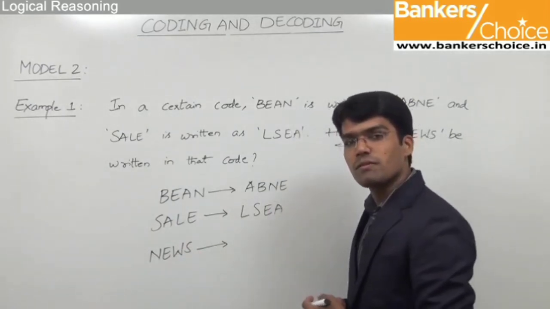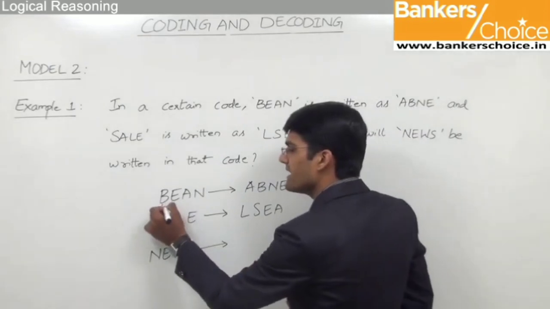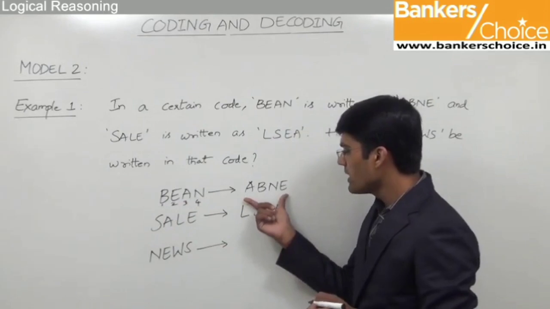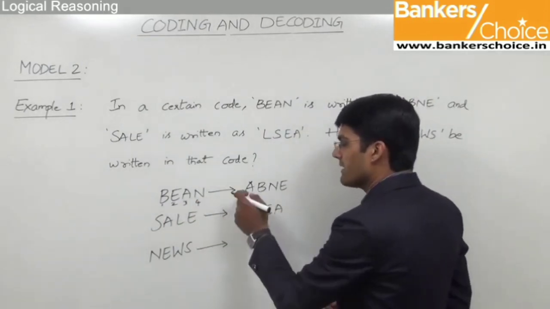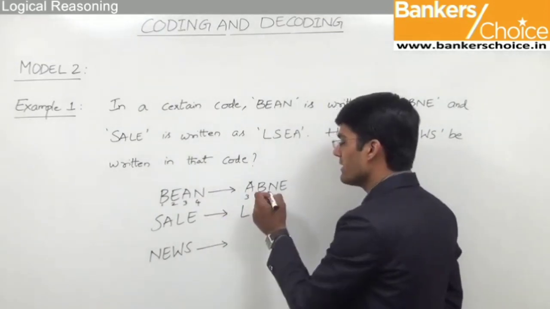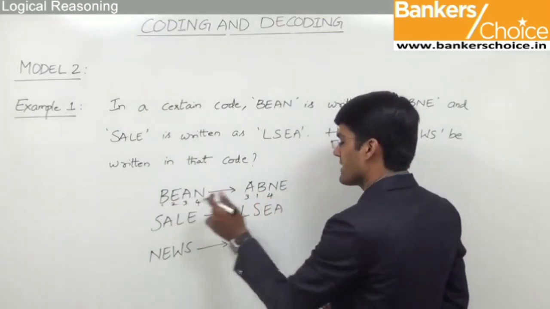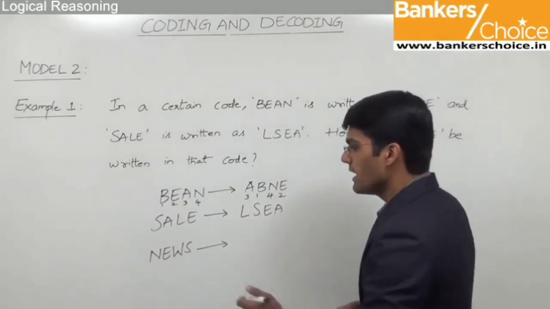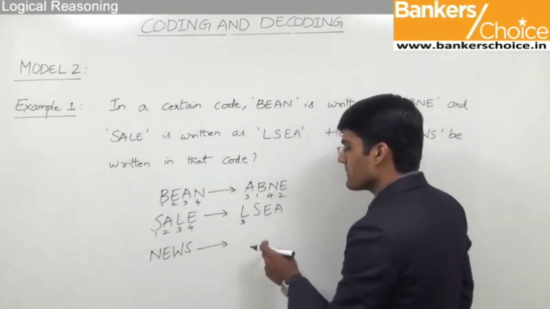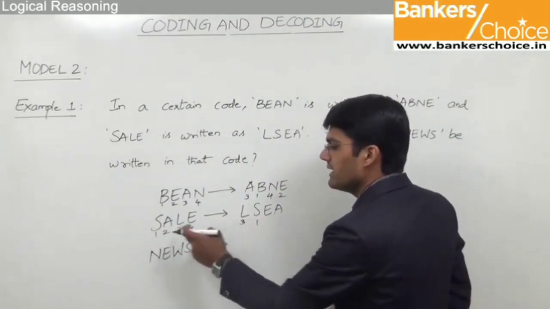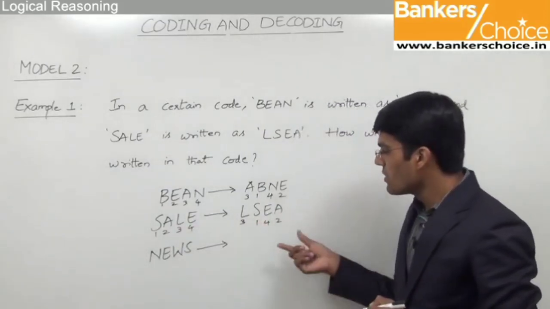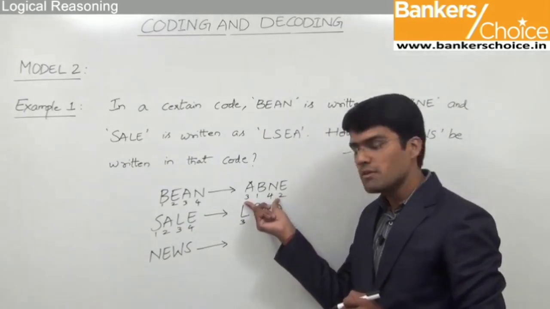Let's give the positions to each of these letters as per the word. B is the first letter, E is the second letter, A is the third letter, and N is the fourth letter. If you observe the coded form, the third letter has been brought to the first place, the first letter has come to the second place, the fourth letter has come to the next place, and the second letter comes at the end. Similarly, if we take these letters as 1, 2, 3, 4, L is nothing but the third letter, S is the first letter in the word, E is the fourth letter, and A is the second letter. So very clearly from these two codes we can understand that the order of jumbling is 3, 1, 4, 2.